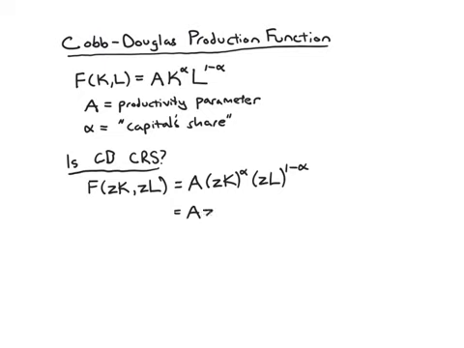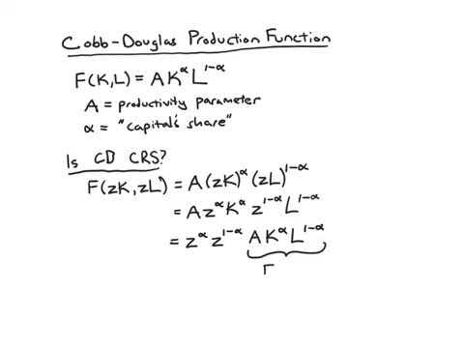So we'll split this out. We get z to the alpha, K to the alpha. That's just our standard rules for exponents. We get z to the 1 minus alpha, L to the 1 minus alpha. Now let's group all the z's together at the beginning. So we'll have z to the alpha times z to the 1 minus alpha, and everything else at the end: A times K to the alpha, L to the 1 minus alpha. And we can see the last three parts are our original production function. This is just our original f of K and L.